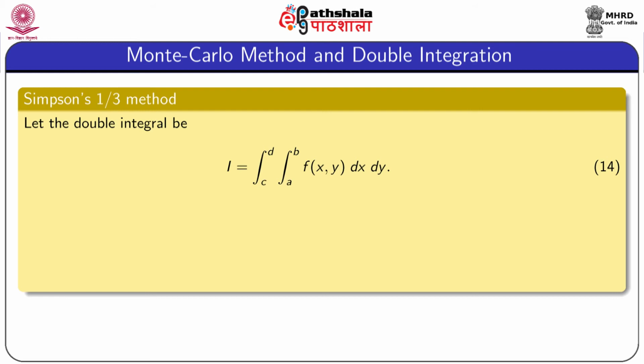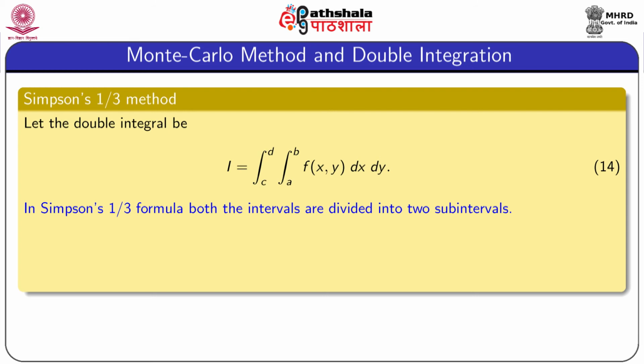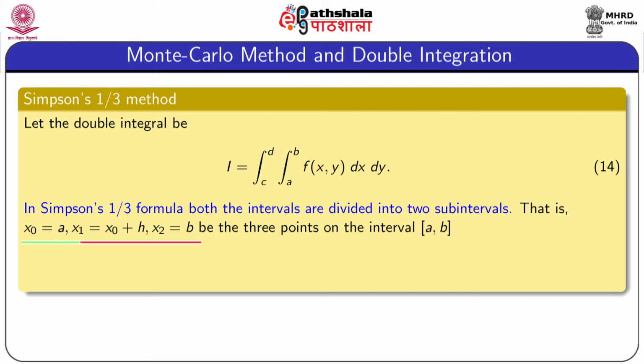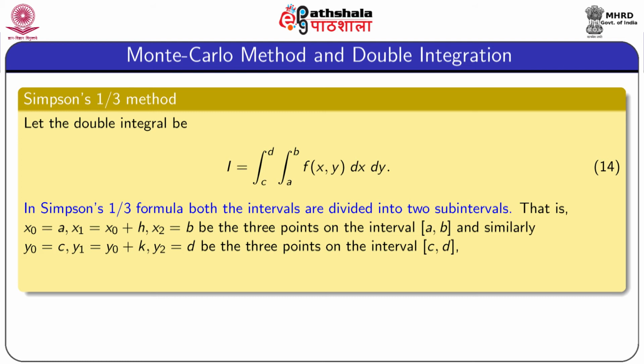Now, we consider the Simpson one-third method to find the double integration. In the Simpson one-third formula, both the intervals are divided into two subintervals, that is x0 equal to a, x1 equal to x0 plus h and x2 equal to b, with 3 points on the interval ab. Similarly, the interval CD is also divided into two intervals. The points are y0 equal to c, y1 equal to y0 plus k and y2 equal to d, where h equals b minus a by 2 and k equals d minus c by 2.